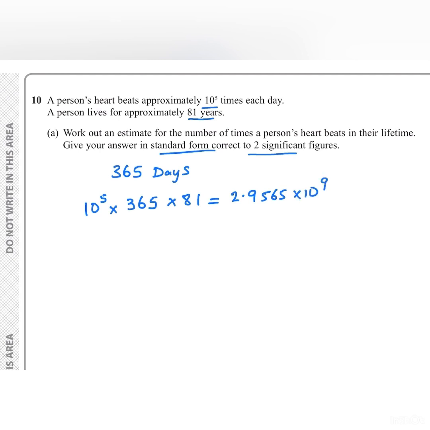Now, since they want the answer in standard form and two significant figures, focus on this part here. That's the first significant figure, and that's the next one. Look at the third number, that is 5 or bigger. So we need to add 1 to this, but that will make it a 10. So then you need to carry that 1 over, and that should make 3.0 times by 10 to the power of 9.